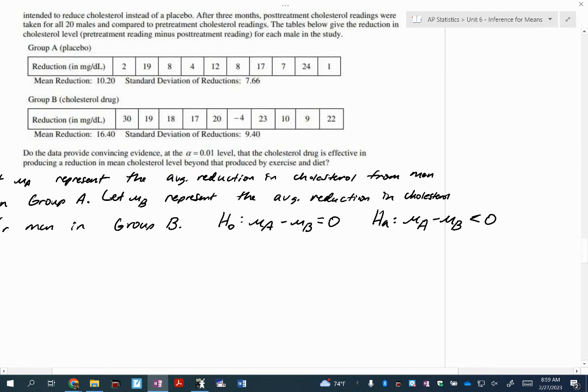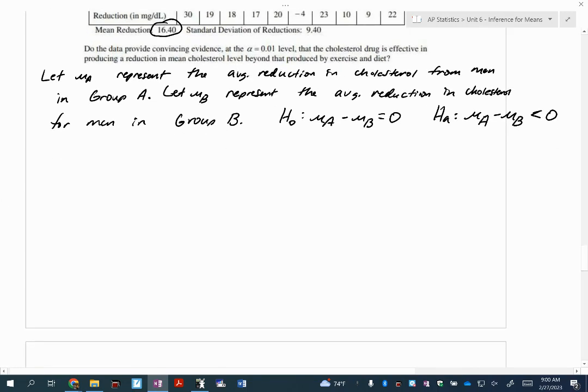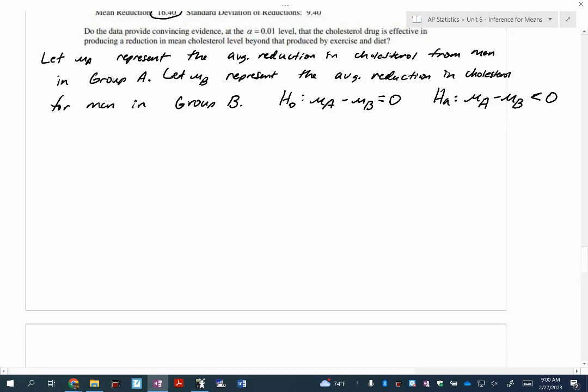If you also look, the mean reduction in group A is given to us, and the mean reduction in group B is given to us. You can see we have a smaller minus a larger, so we're looking for something to be less than 0. So we will be shading and doing a one-tail test to the left.